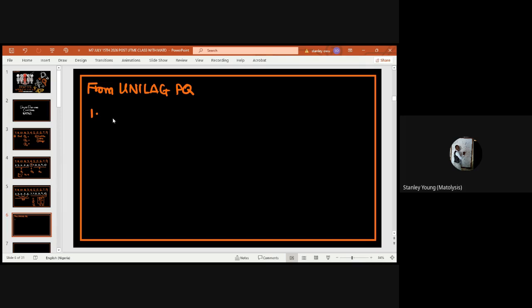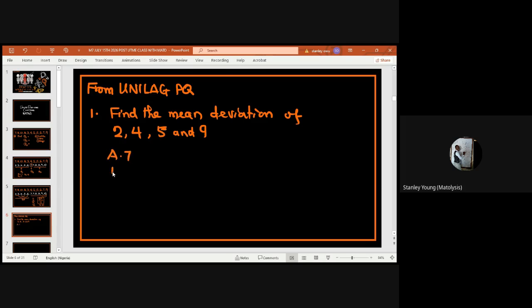Here we have, this says find the mean deviation of 2, 4, 5, and 9. We have option A, 7, option B, 5, option C, 1, option D, 2.